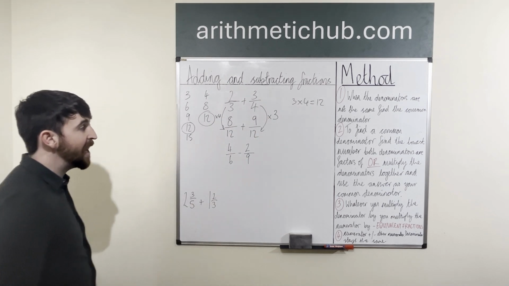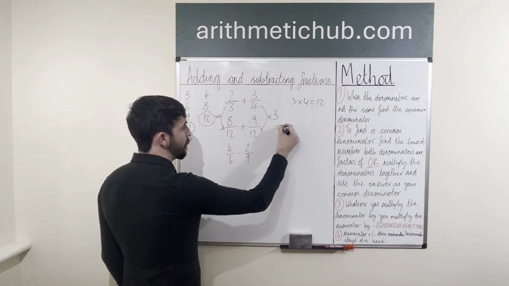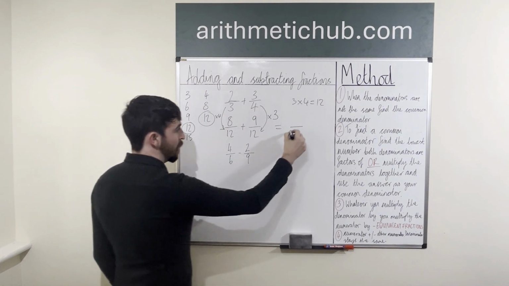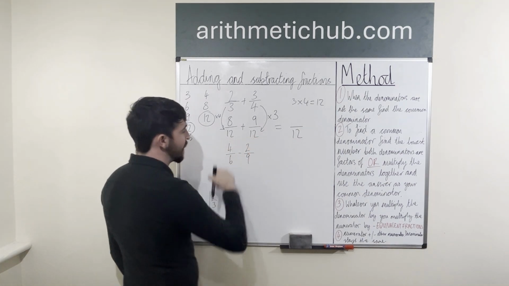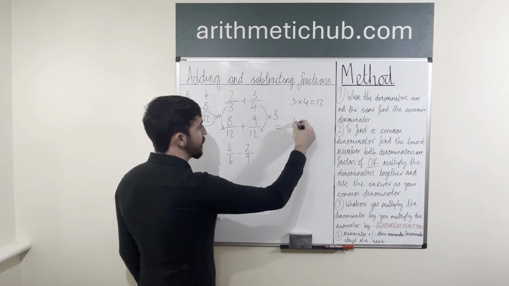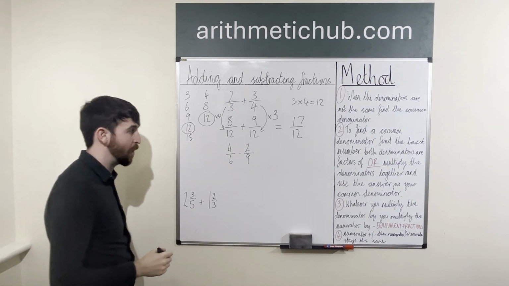Now what I've got is 8 twelfths and 9 twelfths. Now the denominator is the same, and because the denominator is the same, I can now do this addition. The denominator, when we do these additions or subtractions, stays the same, and we do numerator add numerator. 8 add 9 is going to give me 17. So my answer is going to be 17 twelfths.